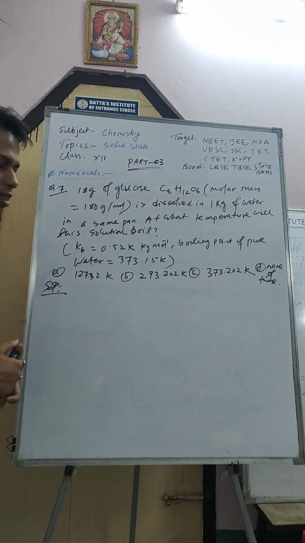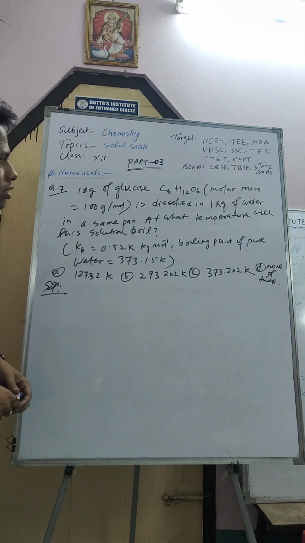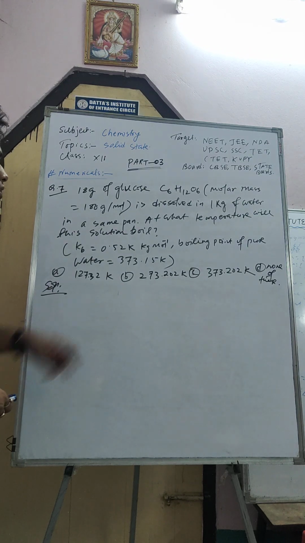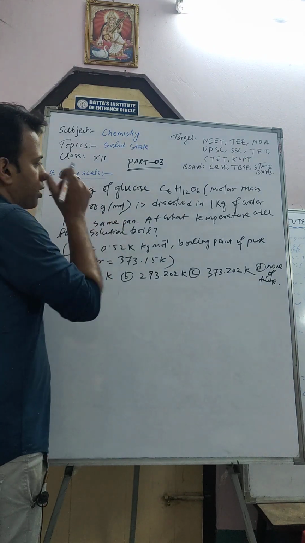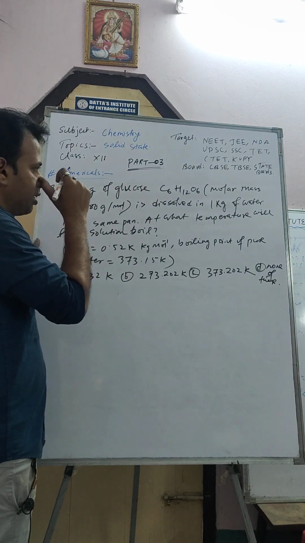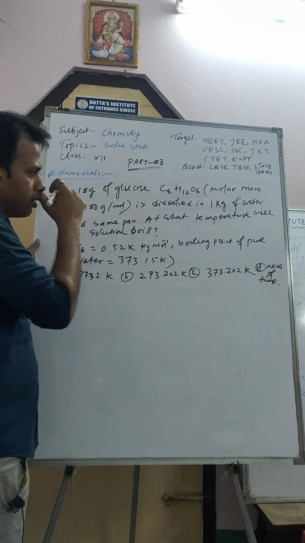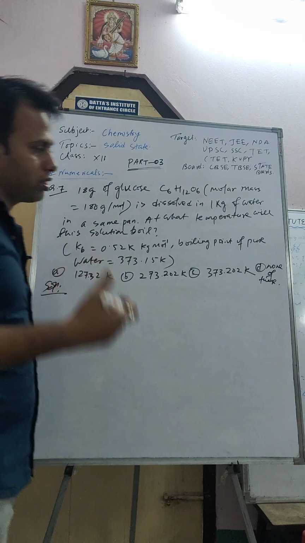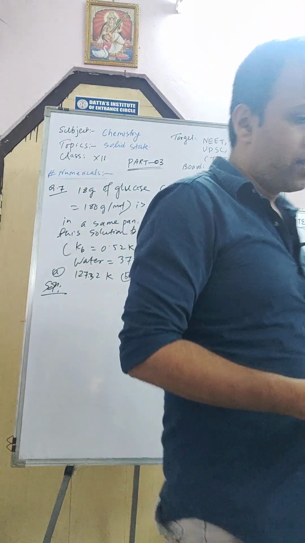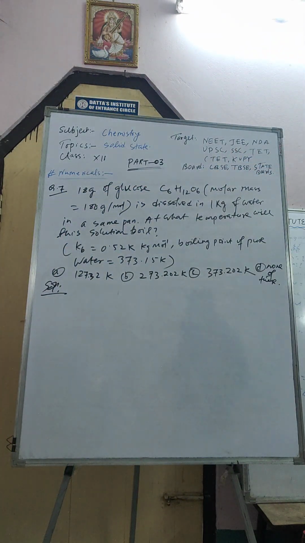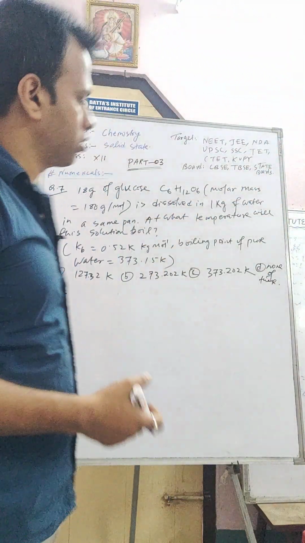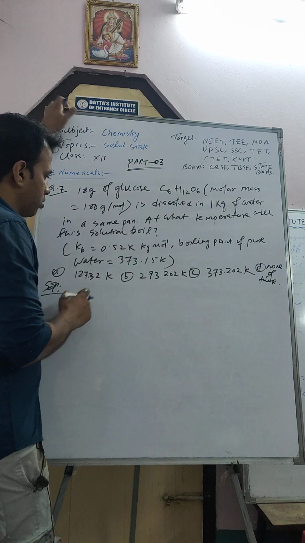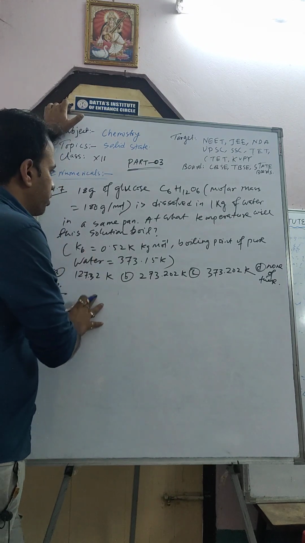So the question is like that. 18 gram of glucose, that is C6H12O6, molar mass is given 180 gram per mole, is dissolved in 1 kg of water. And in the same pan at the same temperature, will this solution boil? So we have to check is it boiled or not. So which option is correct, we have to check out.